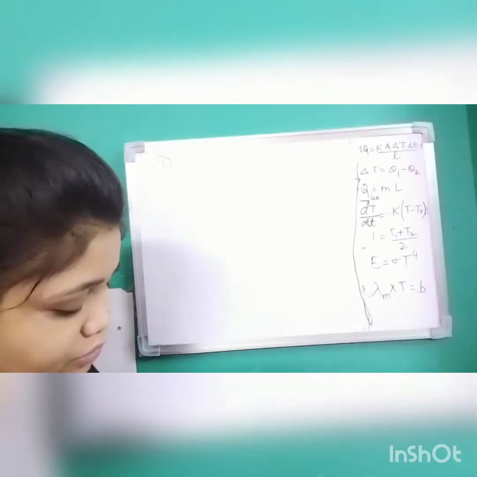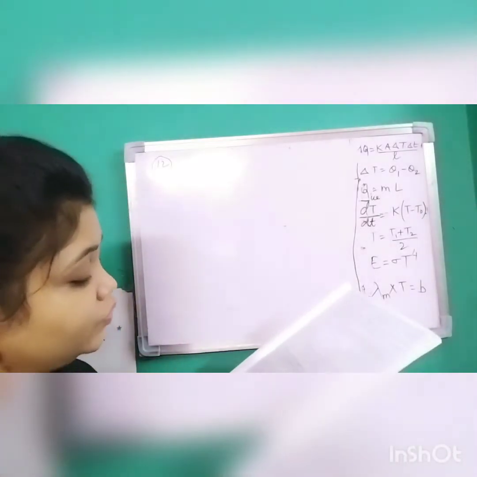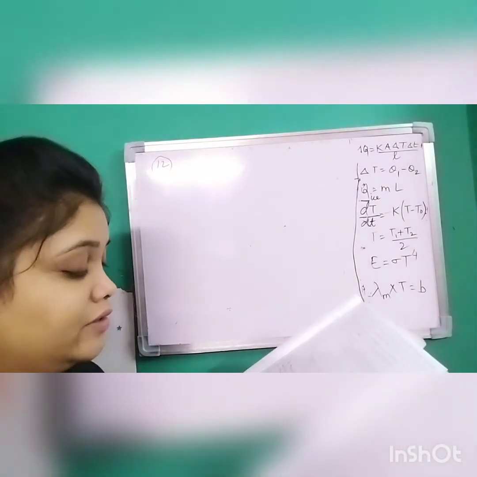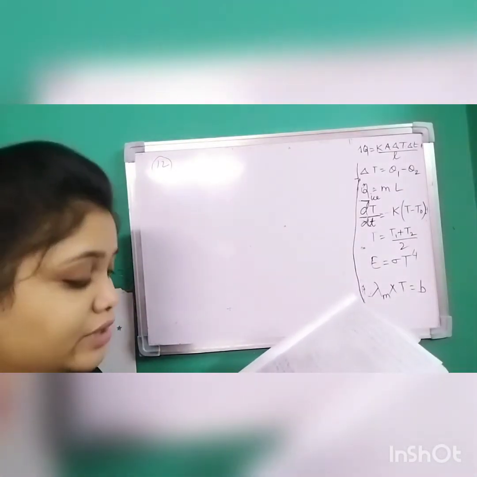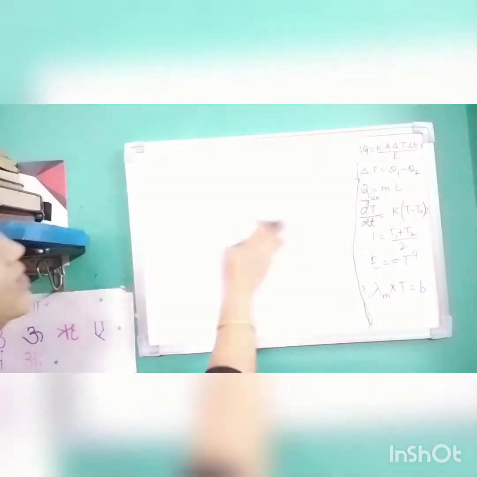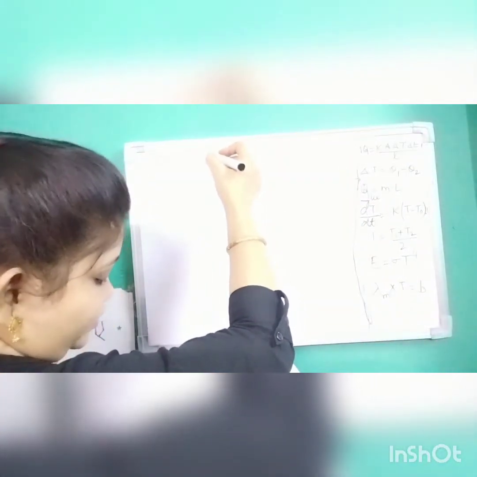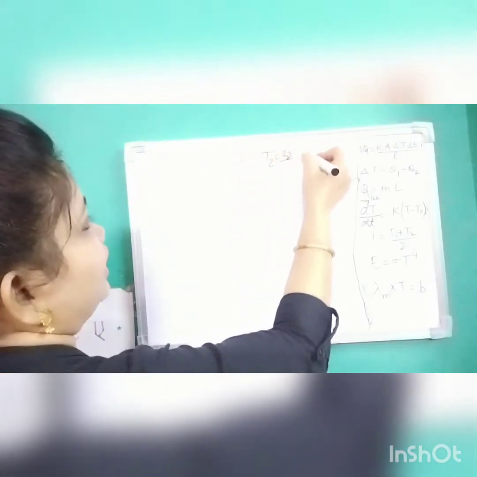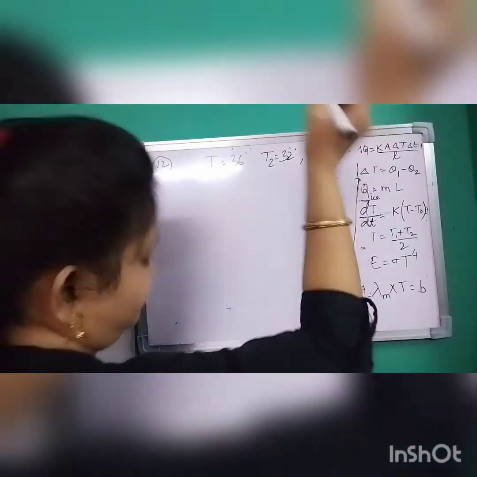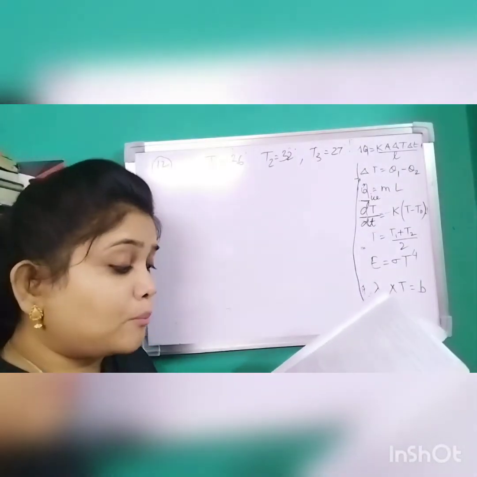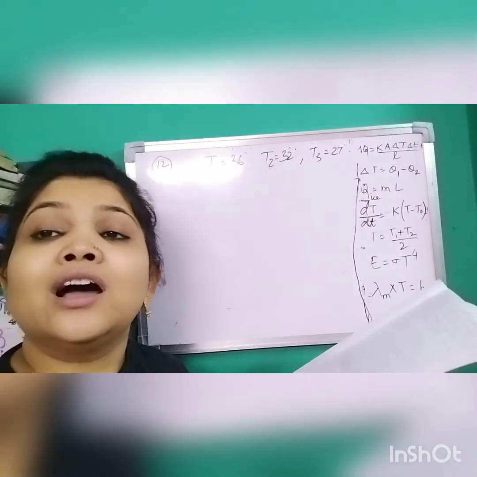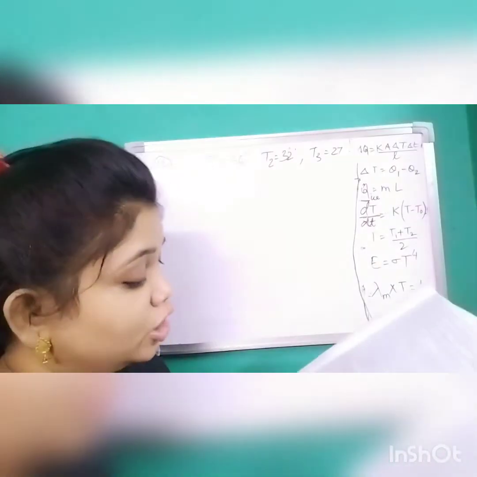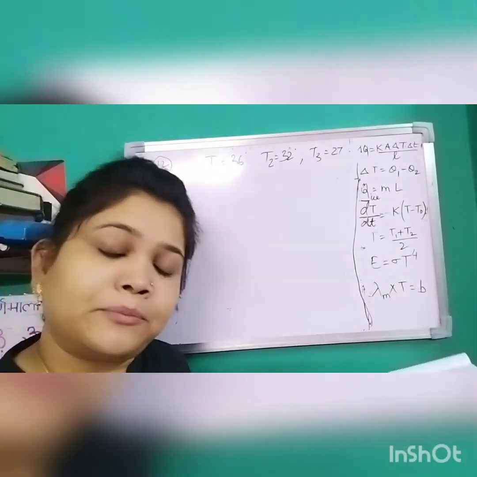Now, in sum number 12, what have they given? 3 thermometers A, B and C read respectively 36, 32 and 27. So, there are 3 thermometers A, B, C. The temperatures are T1 is 36, T2 is 32 and T3 is 27. A lies between body and vest. So, a man is wearing a vest and the temperature between the vest and the body is your A.